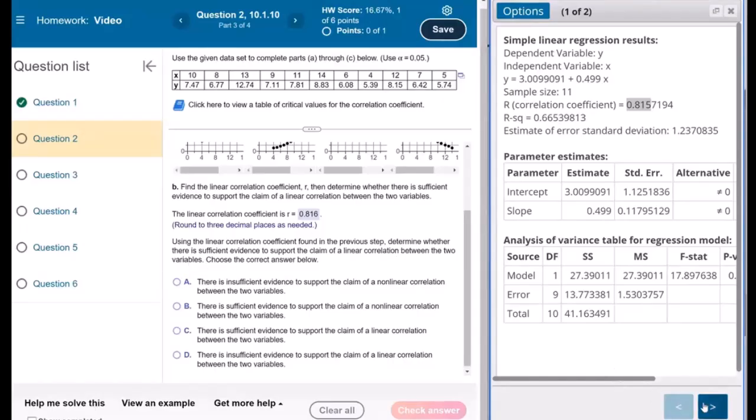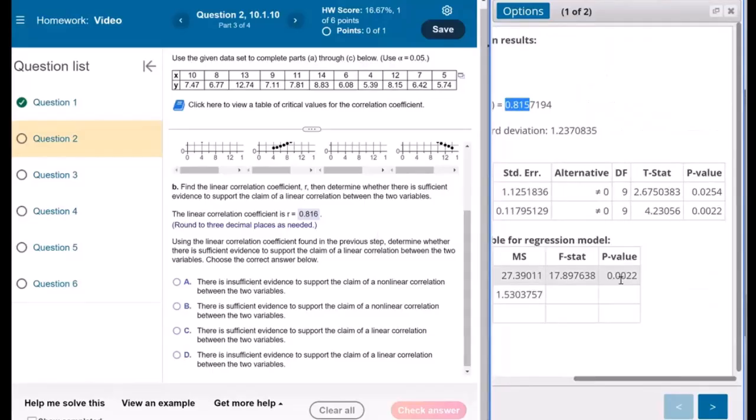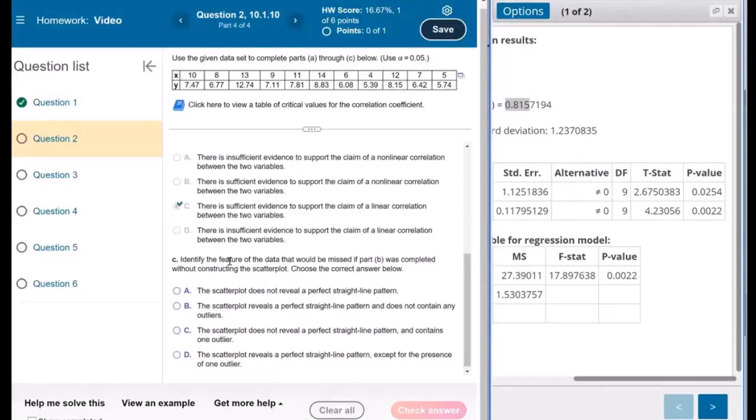We looked at the graph and our R value is very high. I'm going to say there is enough evidence, and our p-value is below 0.05. Even if I cut it in half and have a two-tailed test, it's below 0.025. It's smaller than either one of those two. There is sufficient evidence to support the claim of a linear correlation between the two variables. That is true. Check answer.